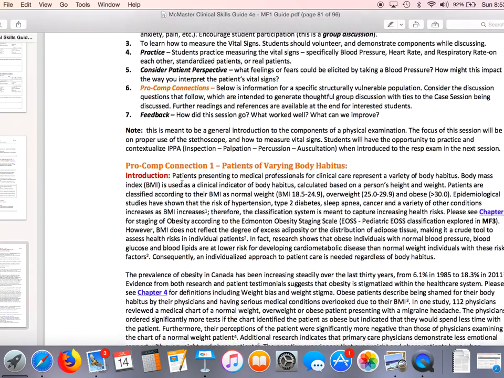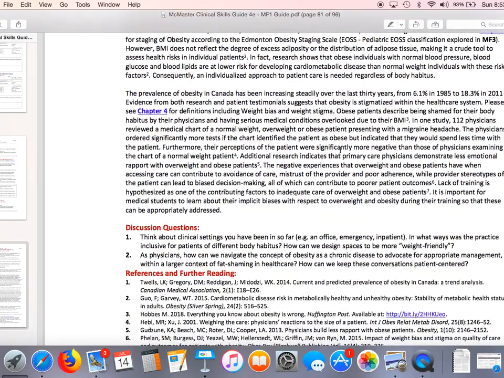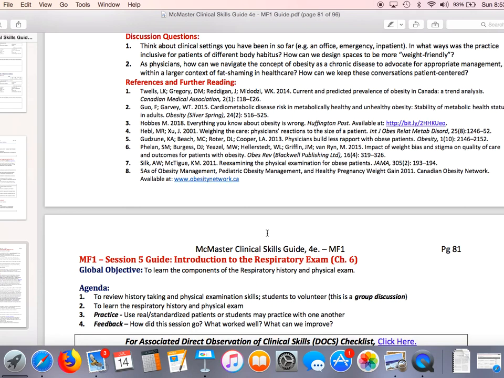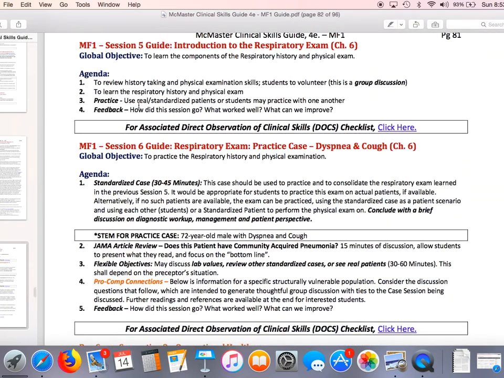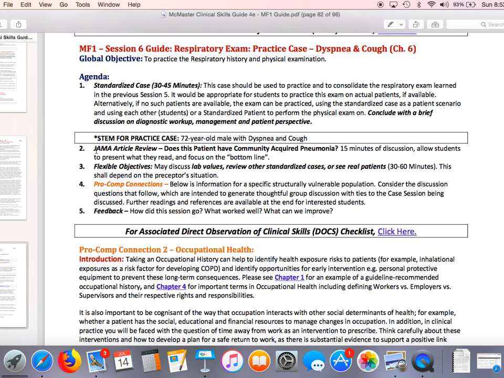If you go up to the agenda, you'll see that this is a specific type of structurally vulnerable population, with a couple of very important questions to discuss with the students. This could be really helpful for reflecting, for yourself as a clinician in training and for the students, on how to integrate these components into the everyday histories and physicals that we perform. If you go down to session 6, you'll also see that we've included a JAMA article, "Does this patient have community-acquired pneumonia?" It's supposed to be a discussion.